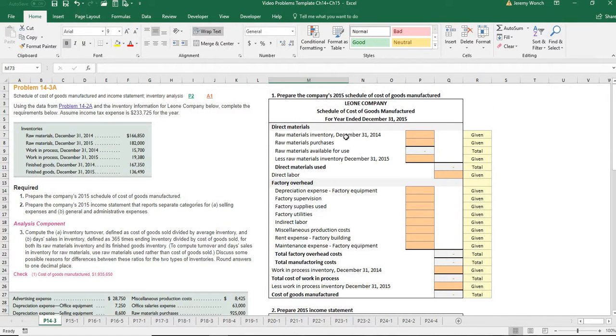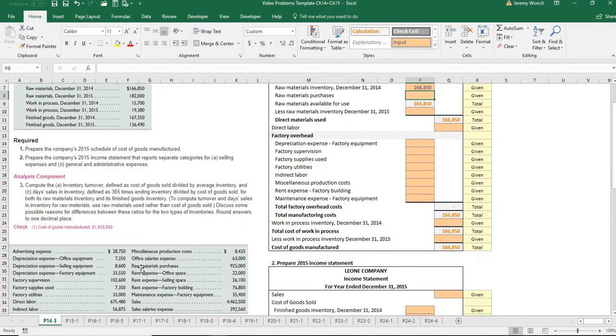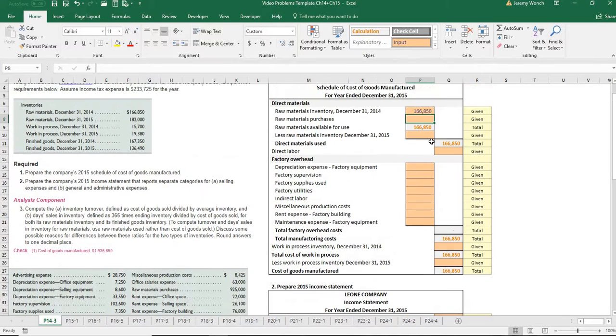And so on our schedule of goods manufactured, we want to start off, we're going to look at the direct material costs, we're going to look at the direct labor costs, and we're going to look at overhead. So the first thing is we want to figure out, hey, how much raw materials did we start the year with? What's our beginning balance? And it gives us that right over here as 166,850. Then, okay, how much did we purchase during the year? And so our purchases are going to be down here. So raw materials purchases 925,000.